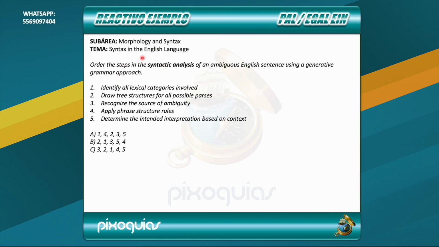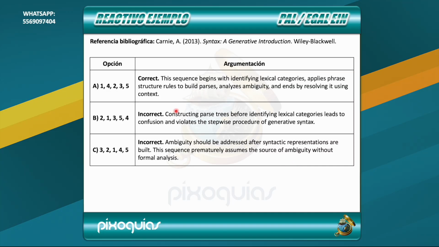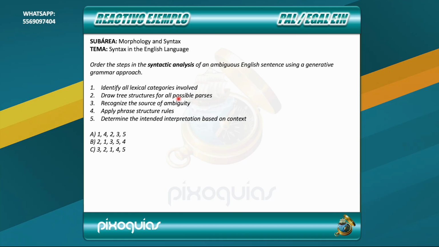Order the steps in the syntactic analysis of an ambiguous English sentence using a generative grammar approach. The correct answer is A. We can see that it's 1, 4, 2, 3, and 5. The sequence is: first, 1. Identify all lexical categories involved.